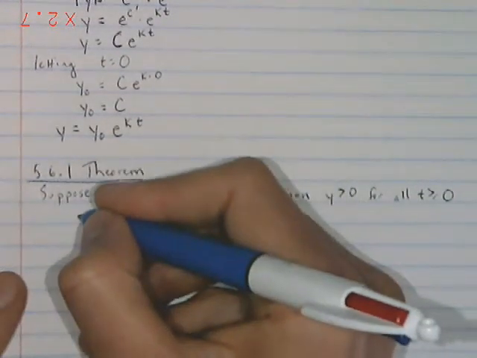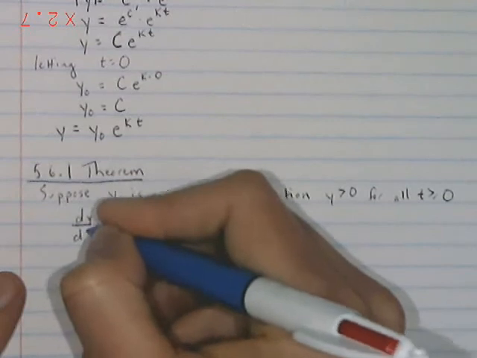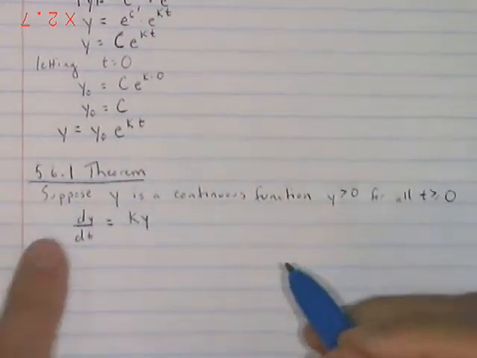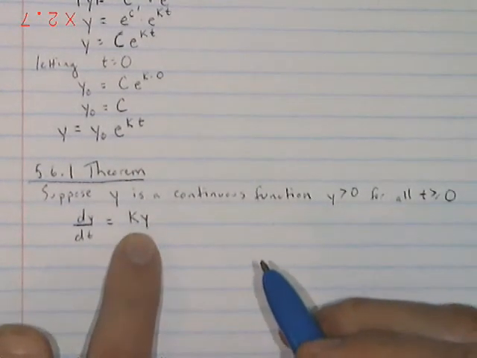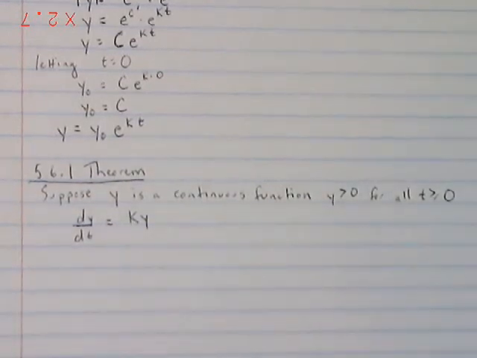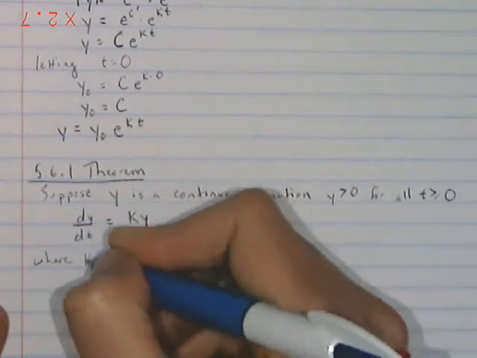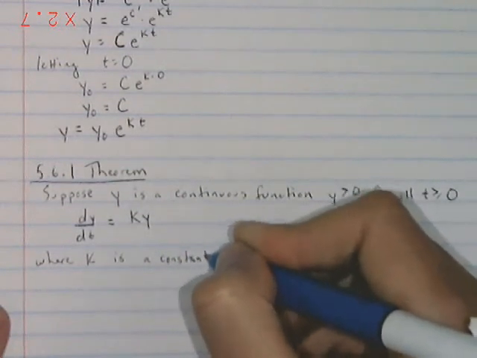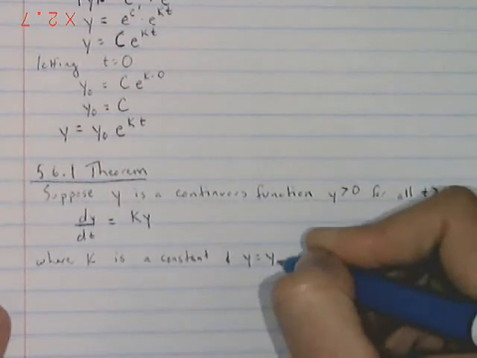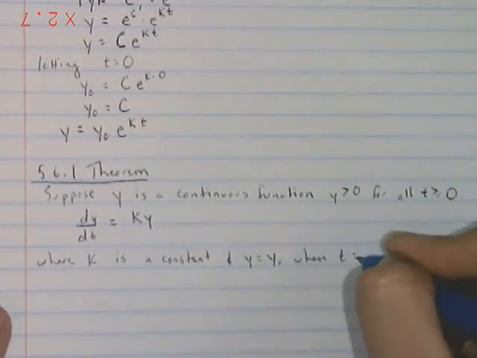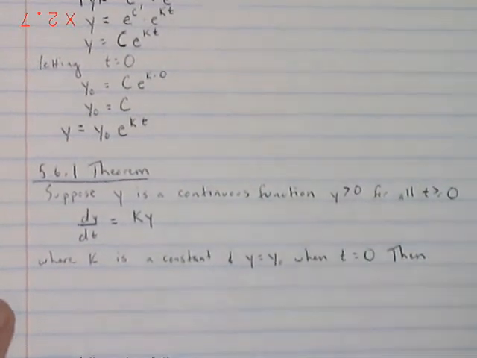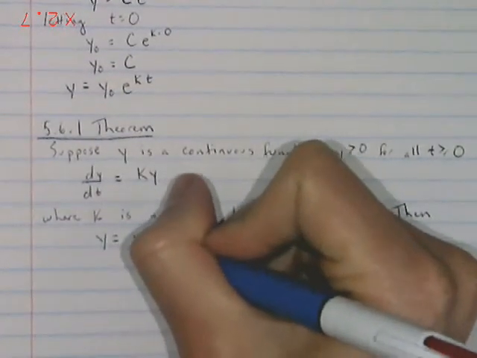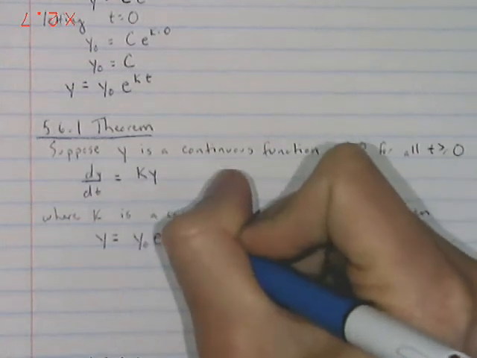And if we have this other starting condition, that the rate of change of this function or of this quantity has this directly proportional quality to it, and that the rate of change, the derivative, is directly proportional to the function itself, where k is a constant, and y equals y naught when t equals 0, then we can know for certain that this function y will look like y naught times e to the kt.